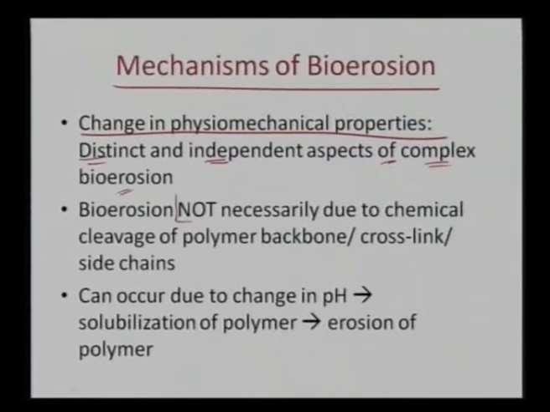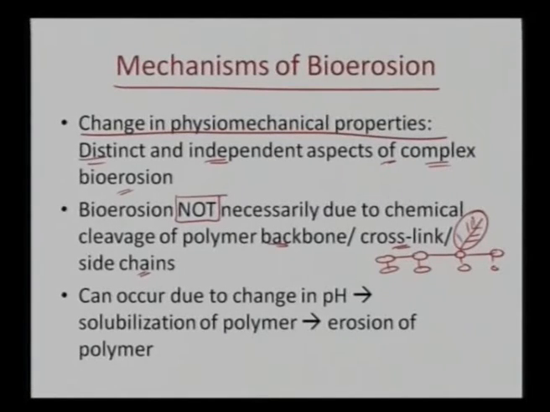Again, bioerosion does not always mean that there is a cleavage of the polymer backbone or the cross linking or the side chains. So we have an overall backbone, there can be disintegration of the overall backbone. It can also be because of the cross linking with the other polymer, or it can also have certain side chains or functional groups, so that can also be altered during the bioerosion process. So again, it is not always limited to such things. It may not always be the backbone or the cross linking or the side chain.